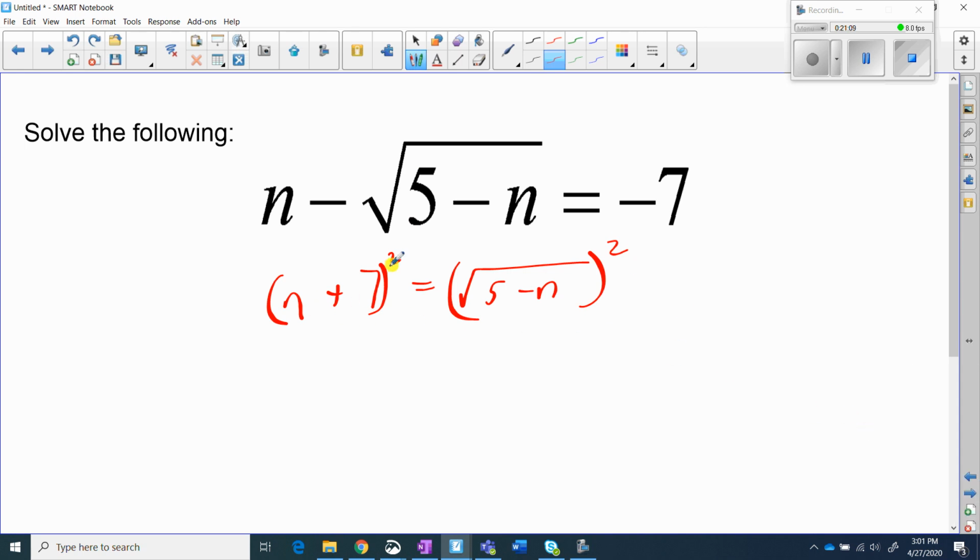This is a binomial squared, so 3 steps. Square the first, multiply and double, square the last. This is one single radical being squared. That will get rid of the square root sign.